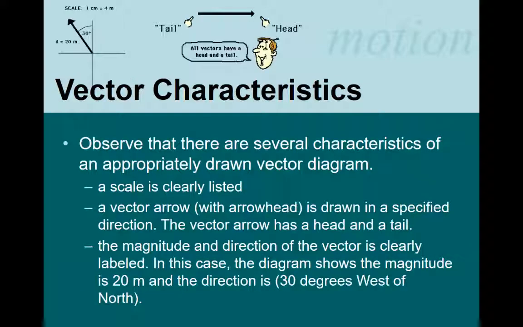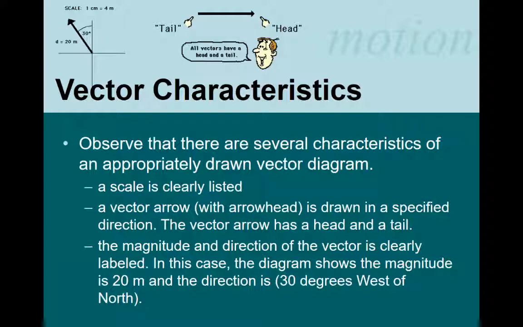All right, so a vector is a characteristic of an appropriately drawn vector diagram. It has a size or a scale to it, as well as a direction. Now, if we just simply draw an arrow, that is not a vector, because the vector needs to have some sort of scale on it, like you see here in the upper left-hand corner, 1 centimeter equals 4 meters. Now we're doing a scale drawing like we talked about last unit. We're going to give a certain scale to the size of that arrow. Two, it needs to have an arrowhead so you know the direction it's going.